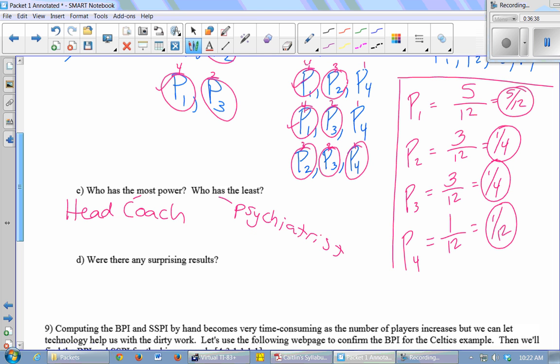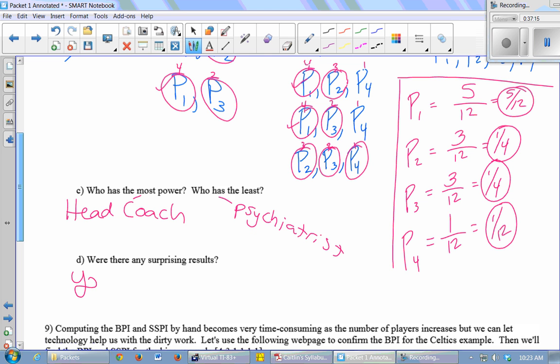And any surprising results? You weren't surprised that the GM and the head scout have equal power? Different numbers of votes, but equal power? You're over the point where you're surprised by things now, because I surprise you every day, right? Yes. Yeah, that's a good analysis. 3 plus 2 is 5. You need 6 to get the quota, so they're always going to bring you a little short.